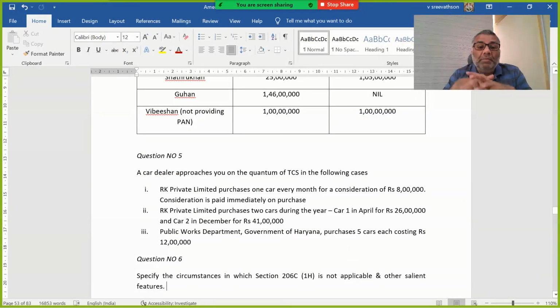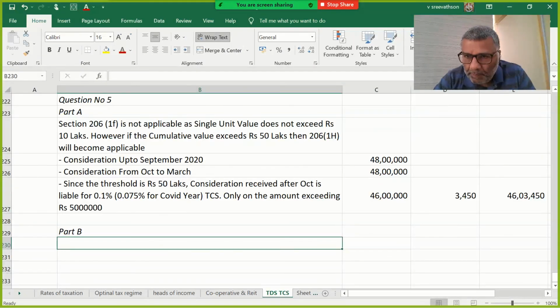RK Private Limited purchases 2 cars. So the total amount collected will be 96 lakh 3,450. I'm only talking about September to October to March. Yes, I understand what you are saying. This 48 is also included in the 96. I accept it.